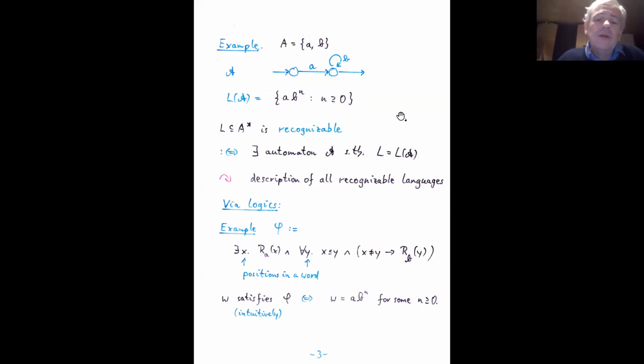So in our example for this language, consider the following sentence phi: there is an x, and the variables here refer to positions in a word. So there is a position in a word such that R a of x holds, and this means at this position x, we have an a. So far this means the word contains an a. And for all y, for all other positions, they are greater than or equal to x. So this means x is the first position, actually. And if y is different, so if y is a larger position than the first one, then y is labeled by b. Then we have a b. And so w satisfies this sentence intuitively if and only if w is precisely of this form, a b to the n for some n.